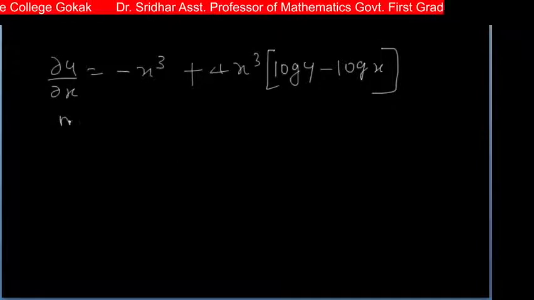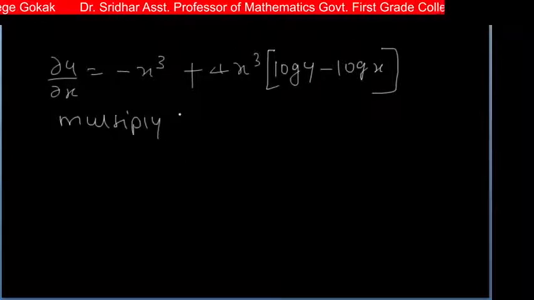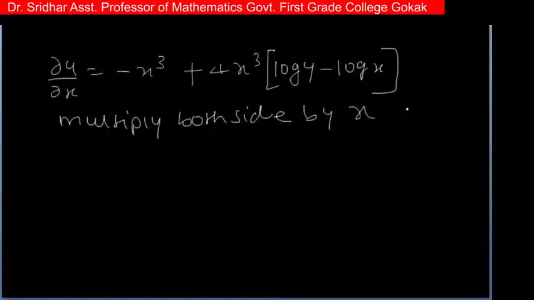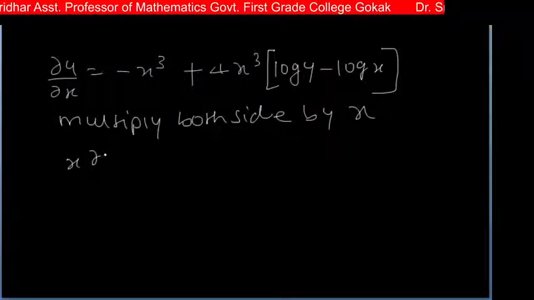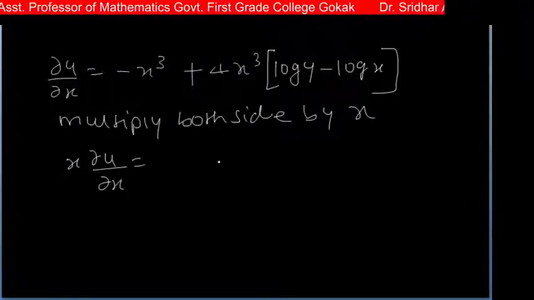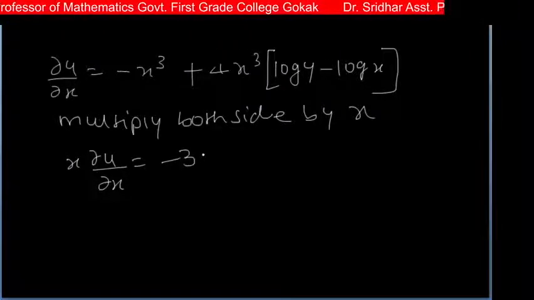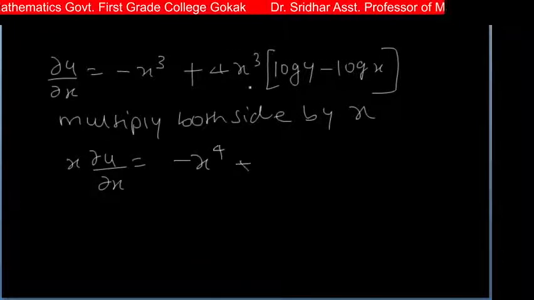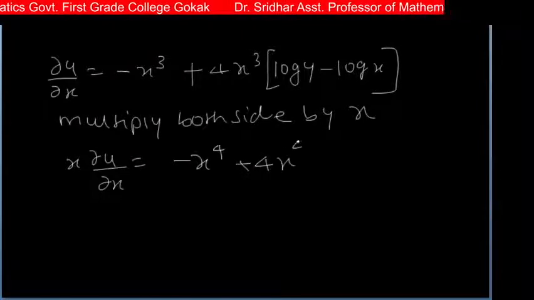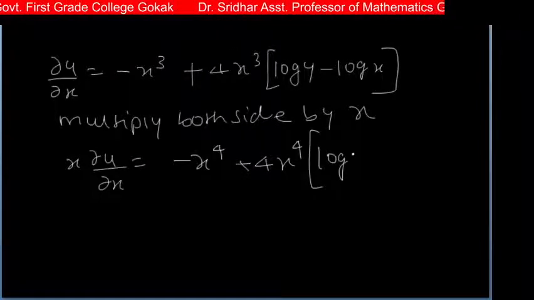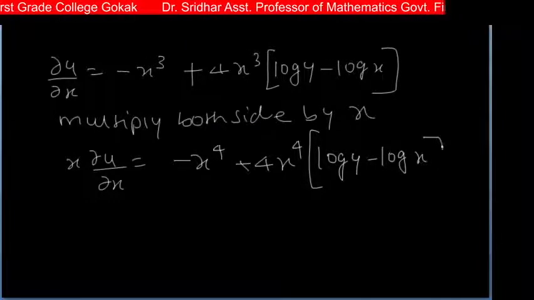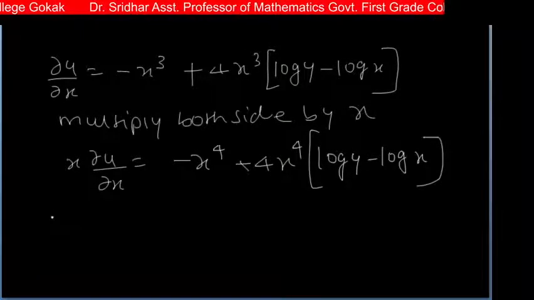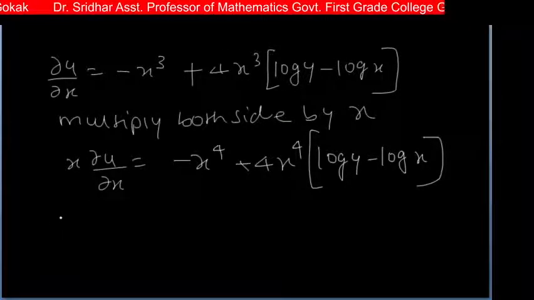Now multiply both sides by x, so we get x ∂u/∂x is equal to minus x^4 plus 4x^4 (log y − log x). This is x ∂u/∂x. Next, differentiating with respect to y.